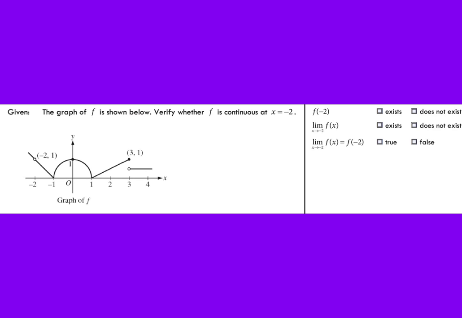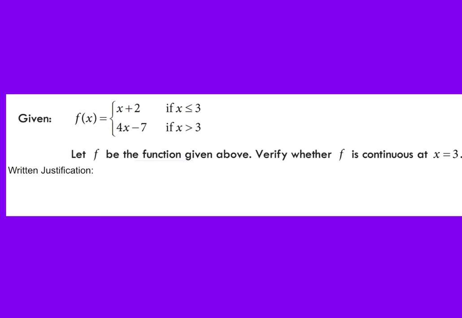All right, now look at this example. Same graph, but we're looking at a different point, x equals -2. Does f of -2 exist? No, there's a hole there. It does not exist. So right away we can say it's not continuous. Even though the limit exists, this does not, therefore this is false, so this is not continuous.